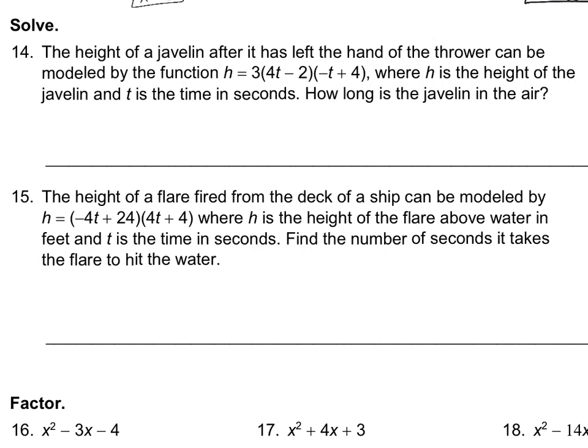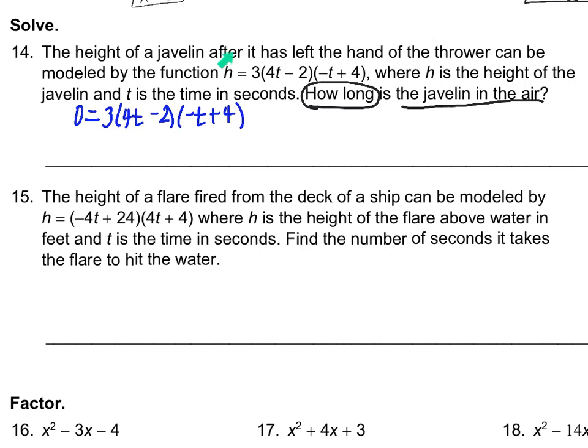Number 14, the height of a javelin after it has left the hand of the thrower can be modeled by the function h equals 3, parentheses 4t minus 2, times negative t plus 4, where h is the height of the javelin and t is the time in seconds. How long, which means that they're asking us a time, is the javelin in the air? They are basically asking us here to set h equal to 0, because we want to know when the javelin goes up, comes back down, and touches the ground, and we want to know how long that took in time.